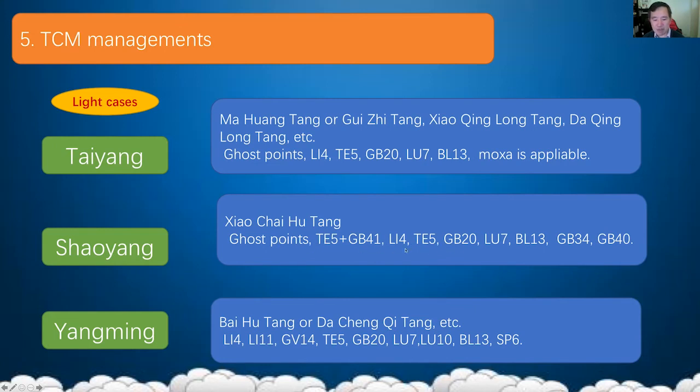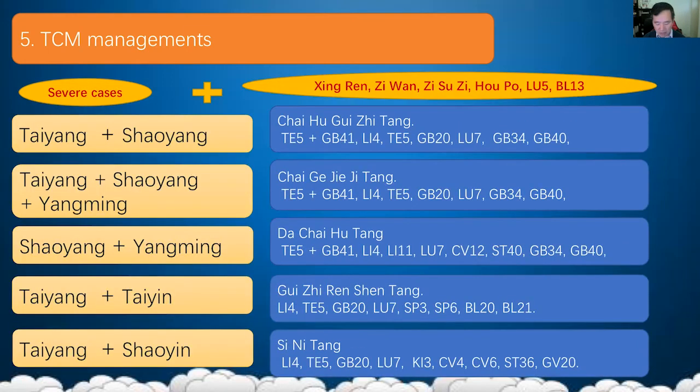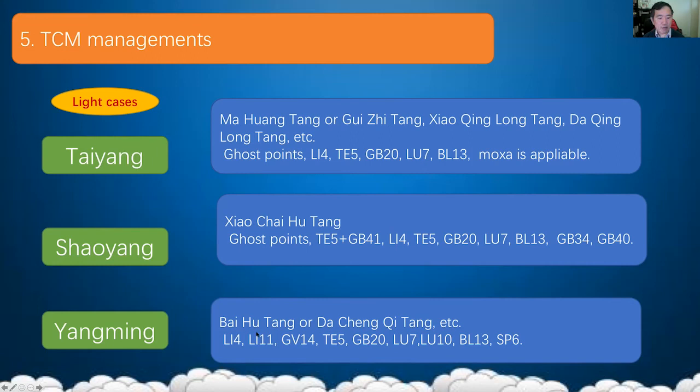You can see the points are a little bit different. They're more used to harmonize Shaoyang. But when it is at the Yangming stage, there is much more fever or high fever, and that is different from the Taiyang stage. So we have to use another formula called Bai Hu Tang, white tiger decoction. So you can see that the treatment with acupuncture is also different. We have to focus our attention on eliminating heat.